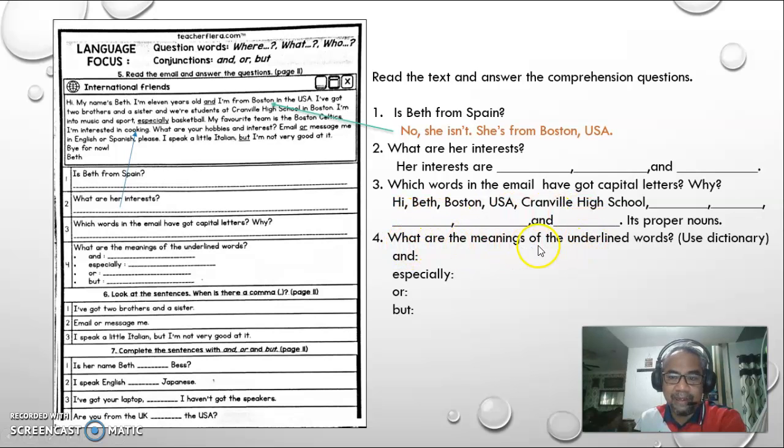Okay. What are the meanings of the underlined words? This is you need to use your dictionary. Okay, look at the sentences where there are commas. Put the comma in exercise 6. Exercise 7, complete the sentences with and, or, and but. Okay, next.